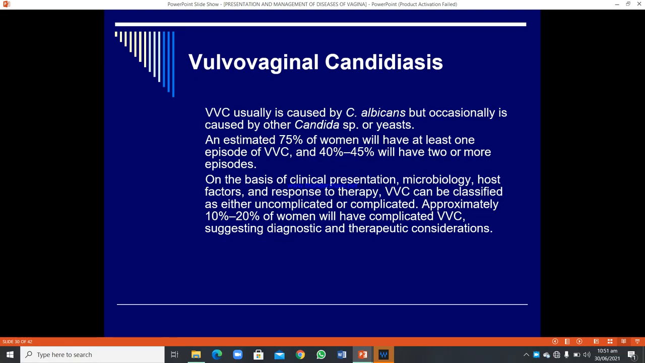Vulvovaginal candidiasis is caused by Candida albicans, but occasionally is caused by other Candida species or yeast. An estimated 75% of women will have at least one episode of vulvovaginal candidiasis. 40 to 45% will have 2 or more episodes. On the basis of clinical presentation, microbiology, host factors, and response to therapy, VVC can be classified as either uncomplicated or complicated. Approximately 10 to 20% of women will have complicated VVC, suggesting diagnostic and therapeutic consideration.